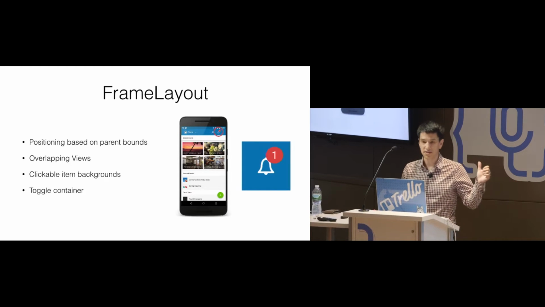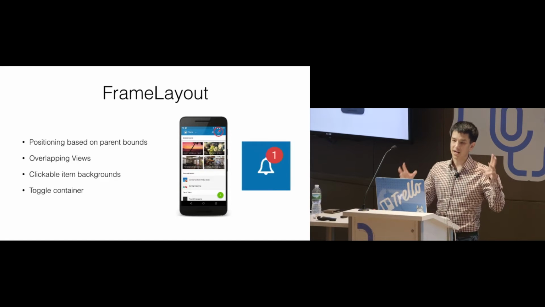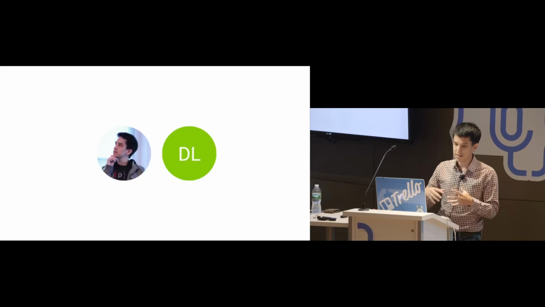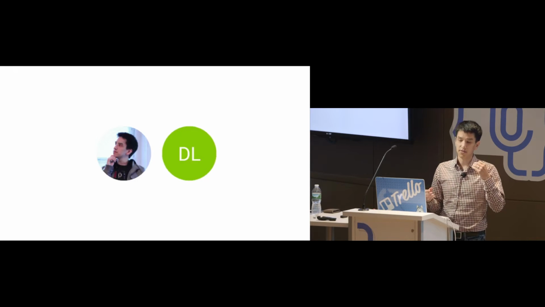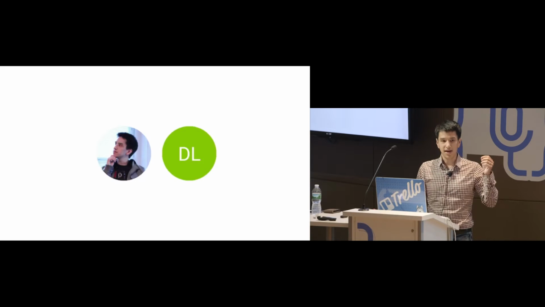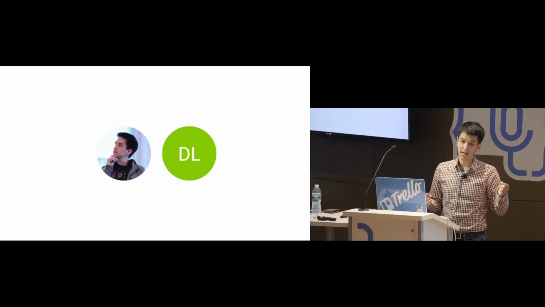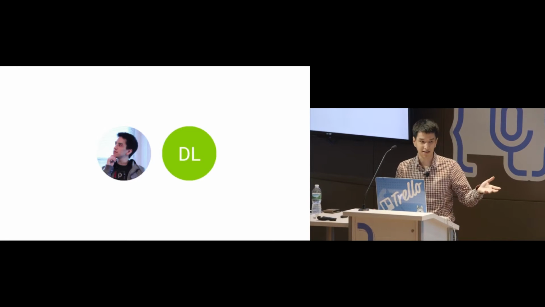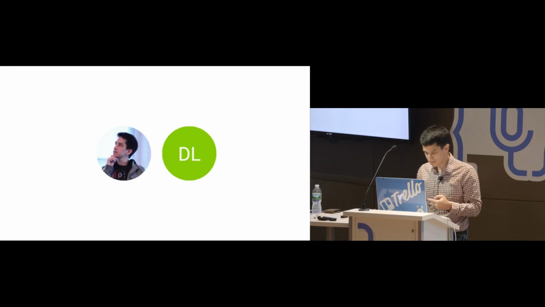Another thing I use it for often is what I call a toggle container, where I've got two views that occupy the same space and I'm toggling between those two views. A good example of that is an avatar view that we have all over the place in the Trello app, where this represents a member of Trello. If they have an avatar set, then we load that avatar and display it. If they don't have an avatar set, then we show just their initials instead with some colored background. And that is just a frame layout with an image view and a text view inside of it, and we can switch between the two, and they just switch in place.